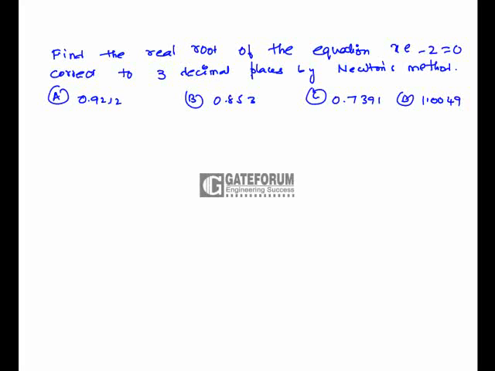To find the real root of the equation x into e power x minus 2 equal to 0 to 3 decimal places by Newton's method. So let the given function be f of x, which is x into e power x minus 2. Now let us find the roots.